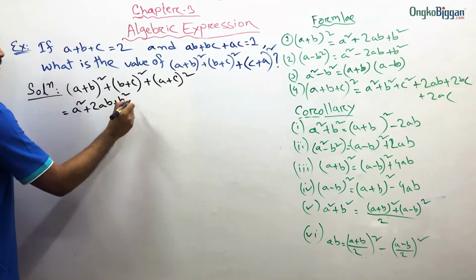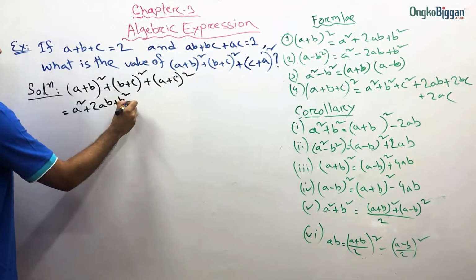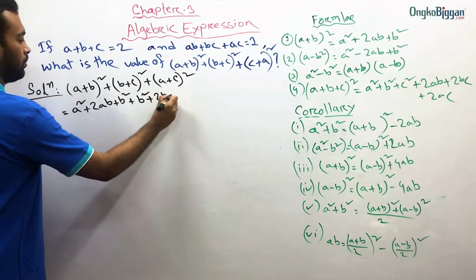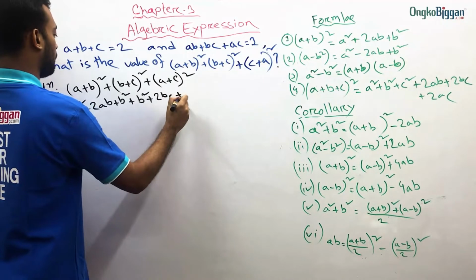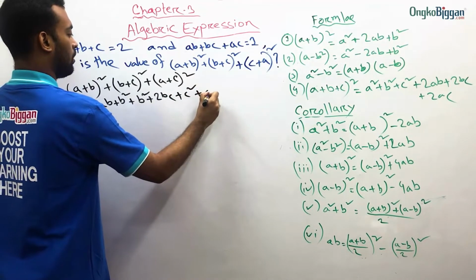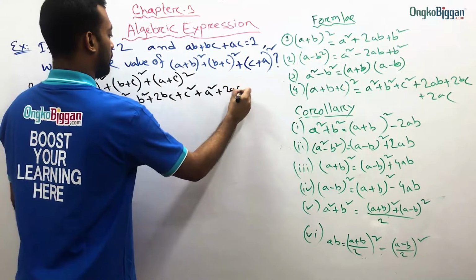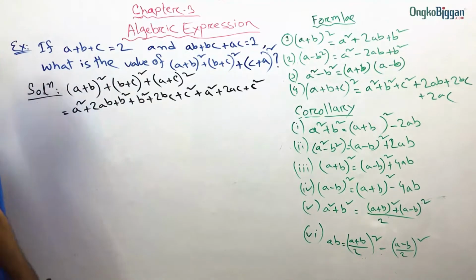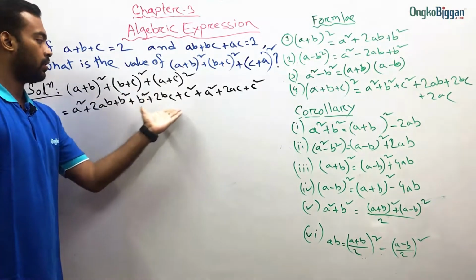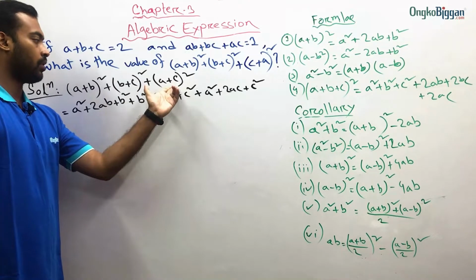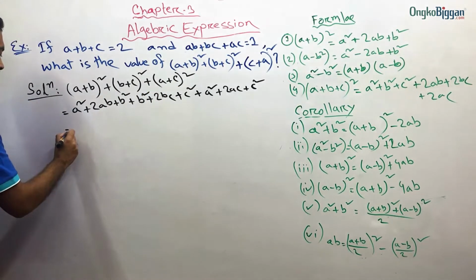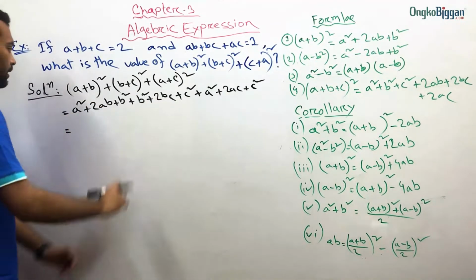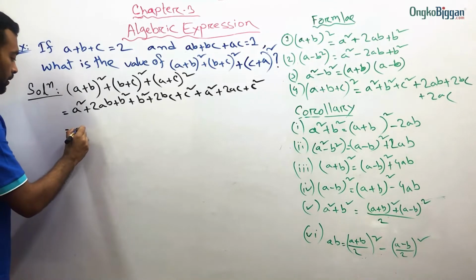So we get a square plus b square plus 2ab, plus b square plus c square plus 2bc, plus c square plus a square plus 2ac. Okay, so we are getting this by doing the simplification. Now let's rearrange this thing a bit. It looks very messy and very lengthy, so let's rearrange it.